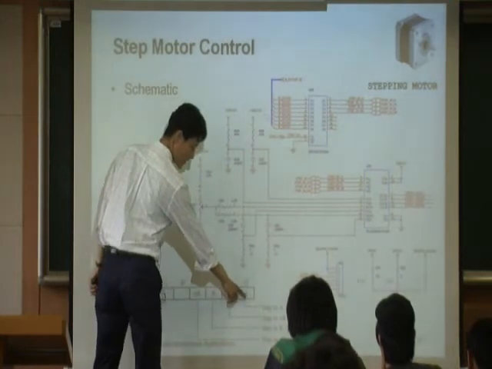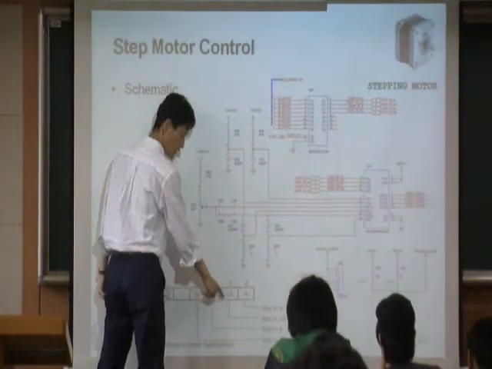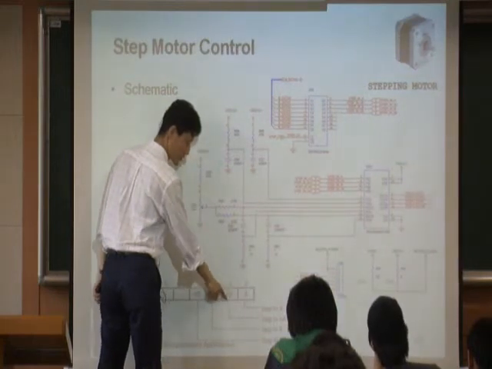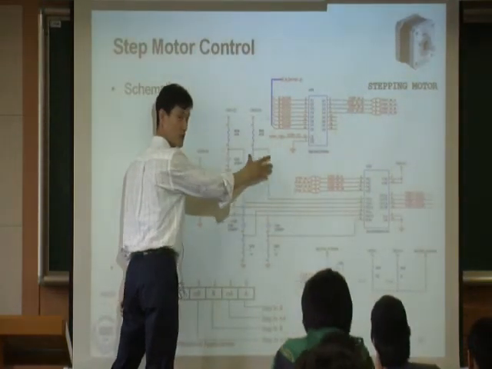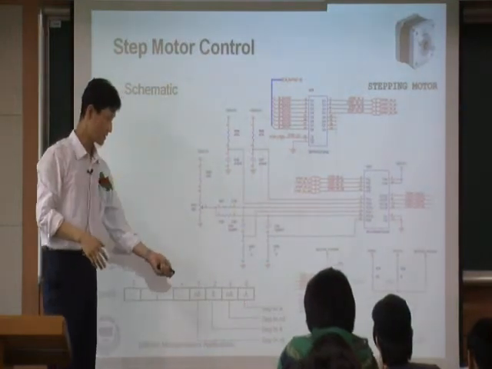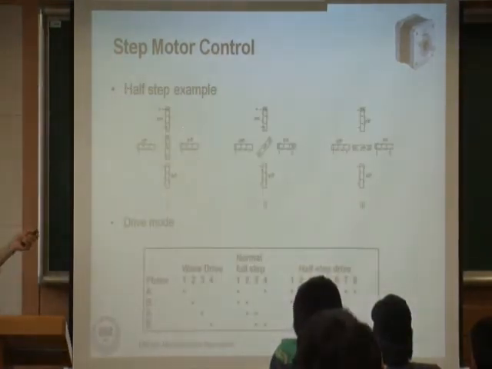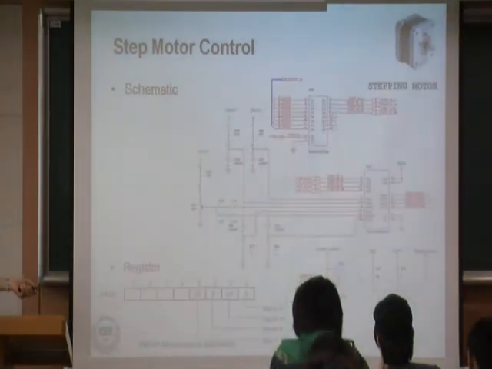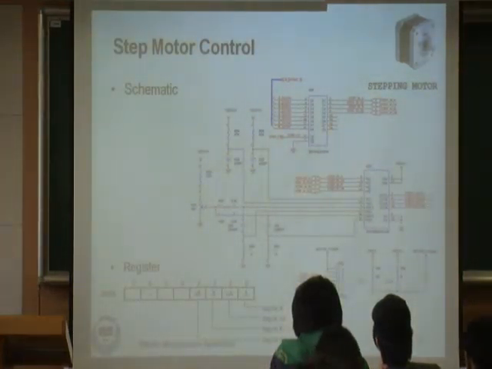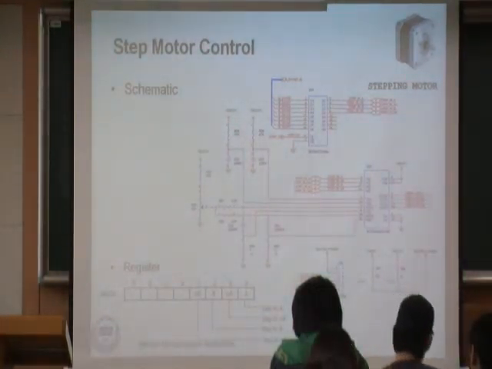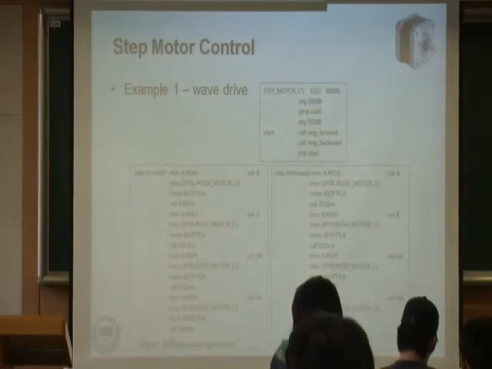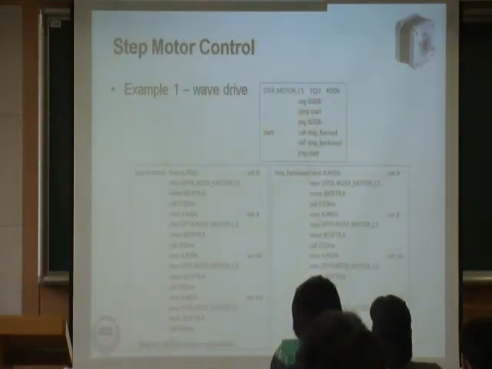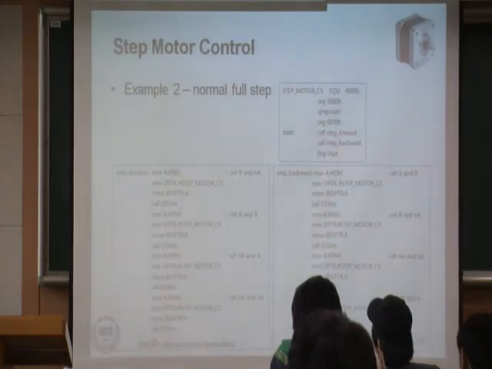So if you turn on this one, then you turn on only the first one, right? And when you turn off this one and turn on another, then you are now turning on the right one, things like this. So using these 4 bits, you can control these 4 magnets. These 4 bits are like a switch for each magnet. That's how you can control the step motor. So these examples 1 and 2 show you how to control the step motor using full step and half step mode.